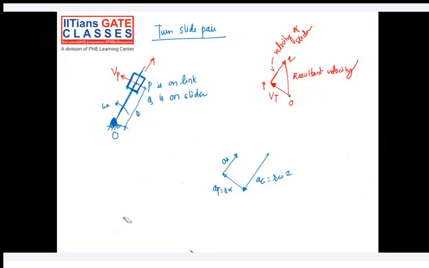So not just the acceleration of the slider, but there is one more component of acceleration that will be generated, that is nothing but the Coriolis component of acceleration, because it is due to the combined effect. For example, if the slider is sliding on its own, then it would have been, let's say, at this location only.